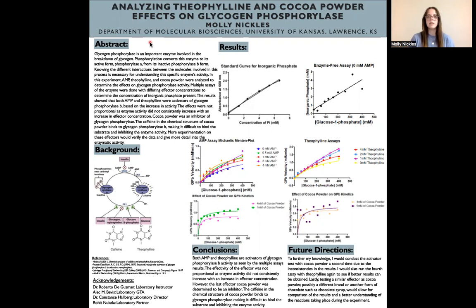The mechanism being studied in the experiment can be seen in the first figure of the background section. Below this figure are two chemical structures of caffeine and theophylline. These are key components in the reactions taking place later on.